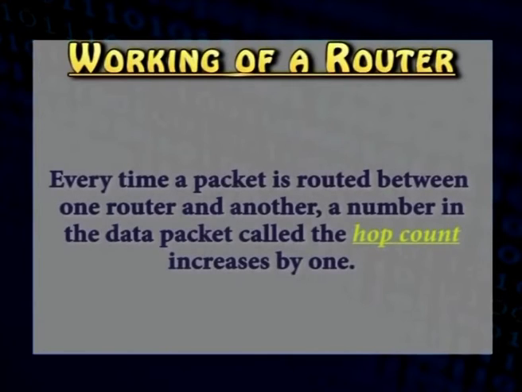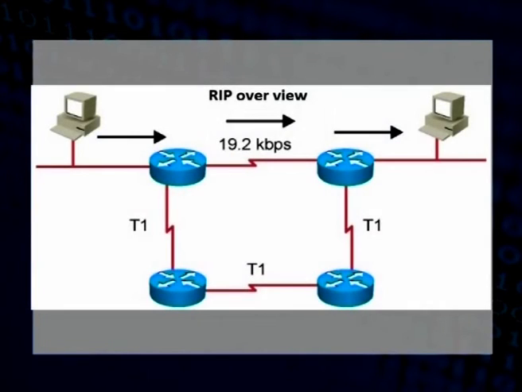The cost with respect to the router is measured in hops. Every time a packet is routed between one router and another, a number in the data packet called the hop count increases by 1. Each routing protocol has a certain limit for the hop count. For example, RIP, Routing Information Protocol, allows a maximum of 16 hops, and the packets will be discarded after 16 hops.